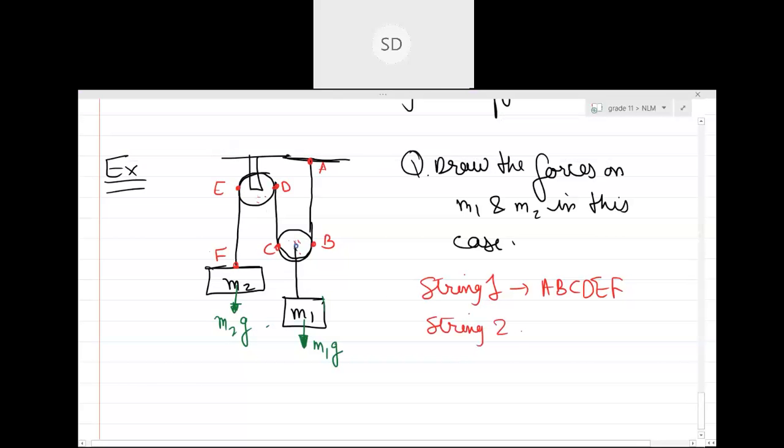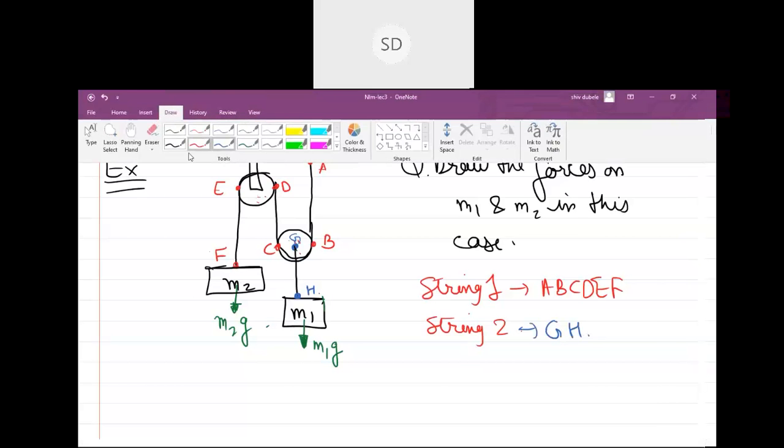Can you see this string 2 from here to here? Can you see this is another string? So this is G and H, so this is basically your second string GH. Now how many different points are there? Can you draw the tension at every point?